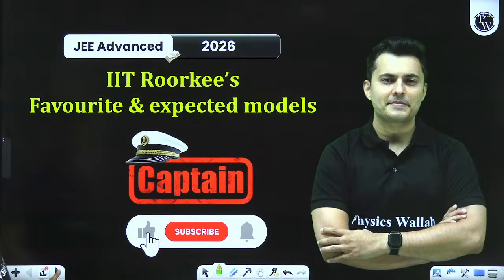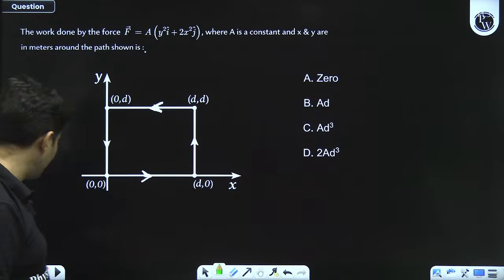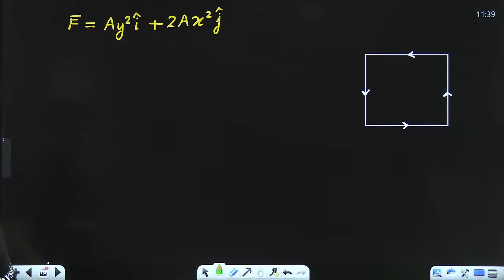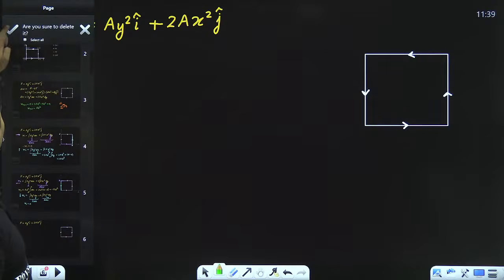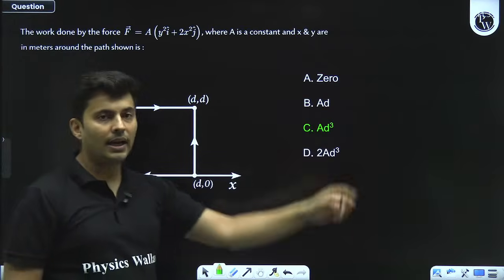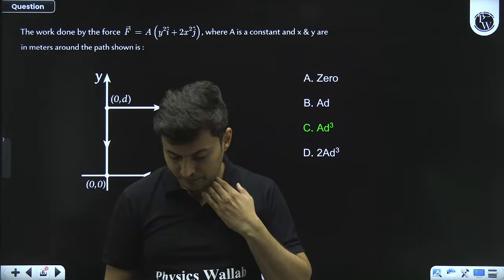And out of all these options, I think option C should be right. Let's see whether it is right or wrong. Let's just go to the answer slide. It is ad cube. Got it?